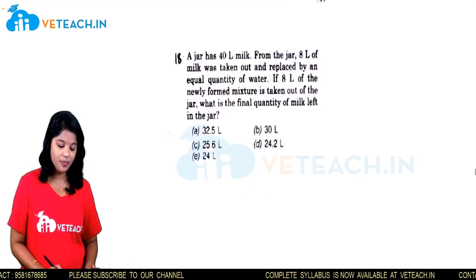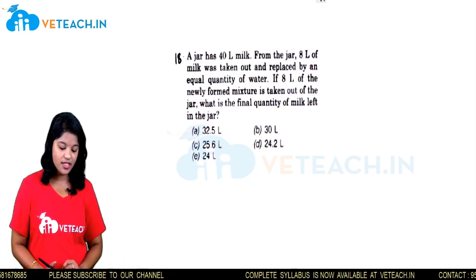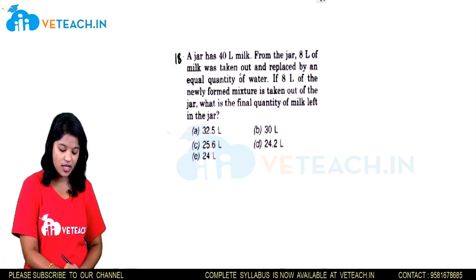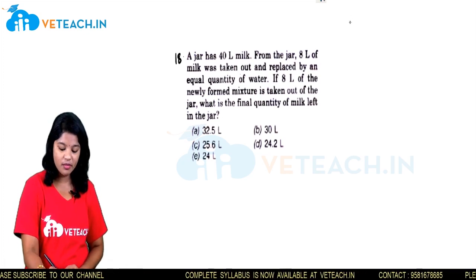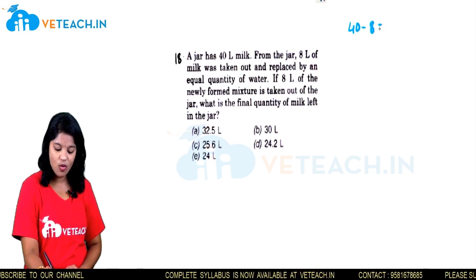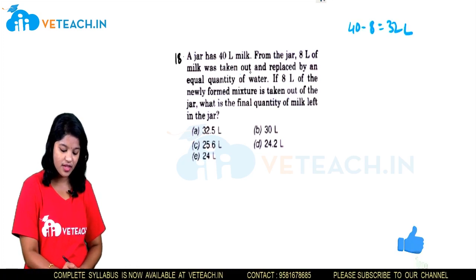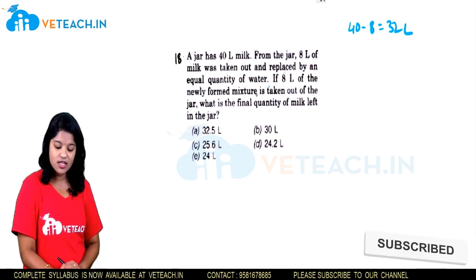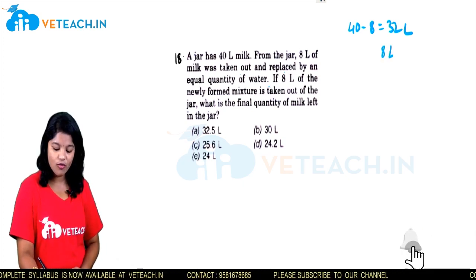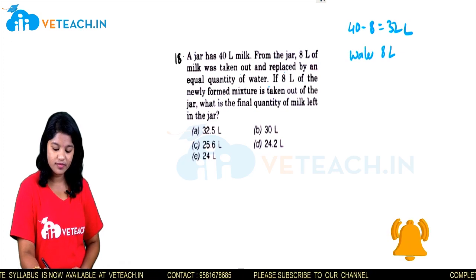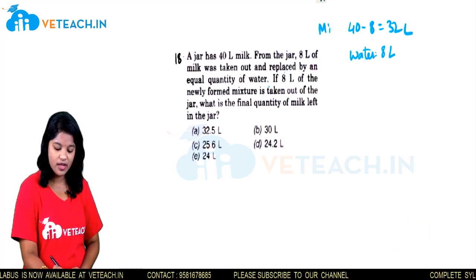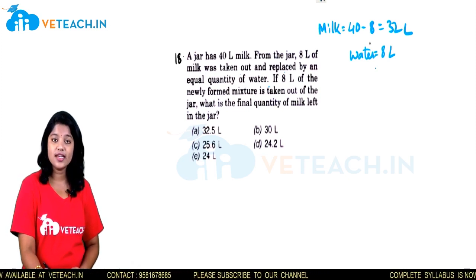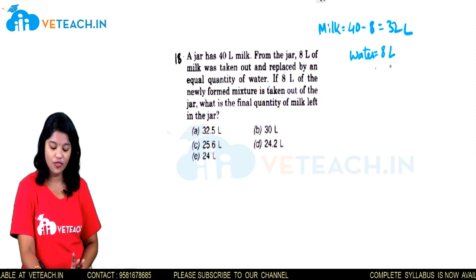See the next problem. A jar has 40 liters of milk. From the jar, 8 liters of milk was taken out. So the total remaining milk in the jar will be now only 32 liters. And it is replaced with an equal quantity of water. So now 8 liters of water is mixed. So this is milk and this is water. 8 liters of milk is taken out and 8 liters of water is filled.